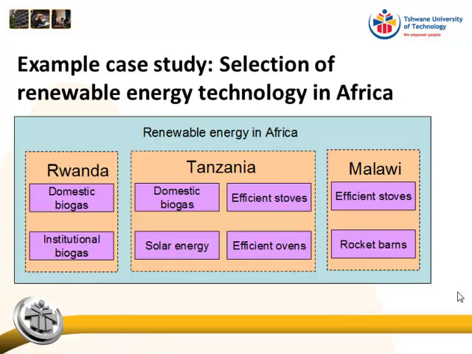So this is my case study. You can see that I had 3 different countries, and these were my 8 case studies, right? They were all about renewable energy technologies that were being implemented in the communities, where the NGOs were trying to transfer the knowledge of how to keep this running into the communities, right?